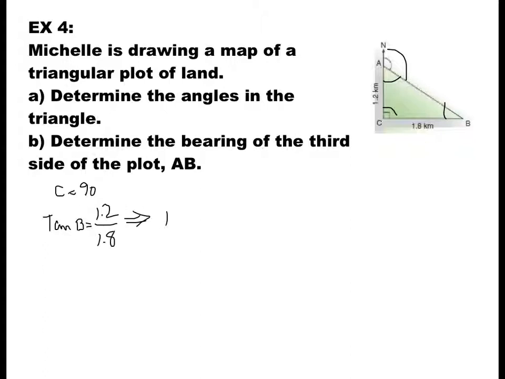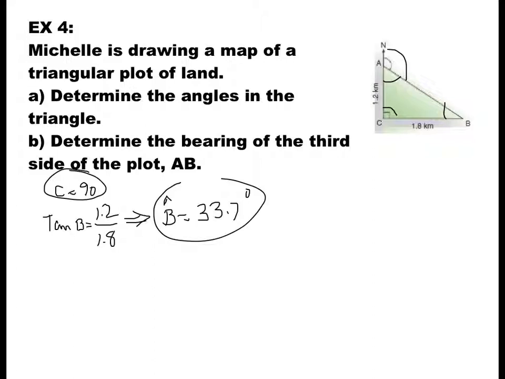Now, if you use the inverse function on your calculator, you will get that angle B is equal to how much? Did anybody find it? Use second function tan, 1.2 divided by 1.8. What do you get? 33.7? Okay, so B is 33.7 degrees. I also know C is 90 degrees.